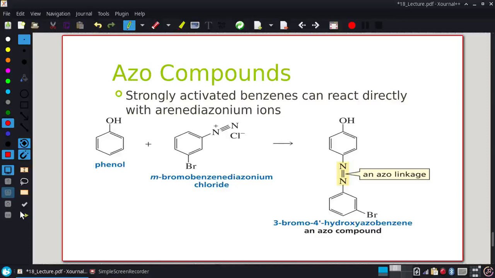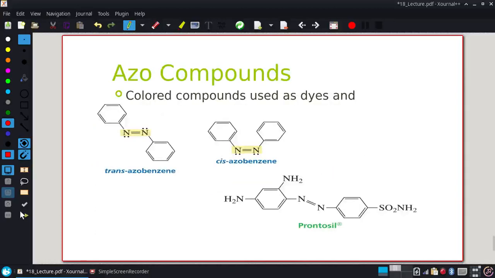Alright, another thing that we can do with these, it turns out if our diazonium salt is reacted with phenol, or any of our strongly activated rings, that ring itself will attach to the outermost nitrogen and make an azo compound. Azo compounds are just aromatic with a nitrogen-nitrogen double bond between the 2. Very big pi system.